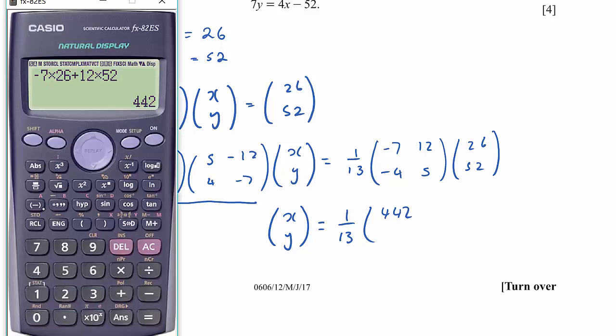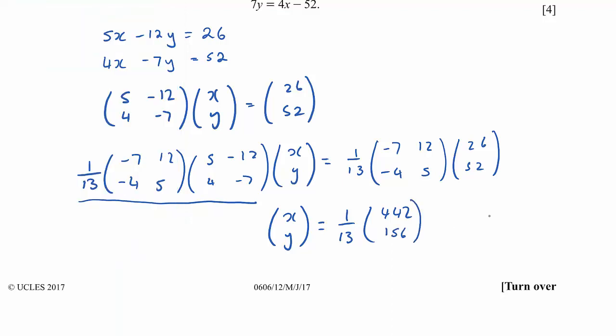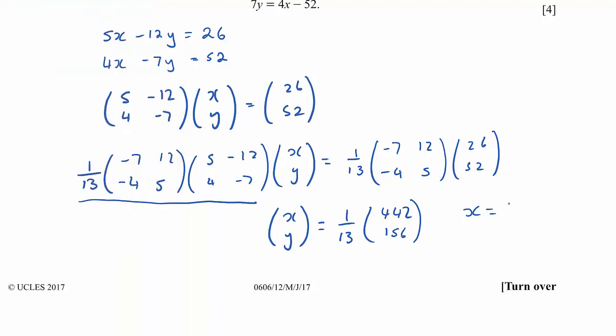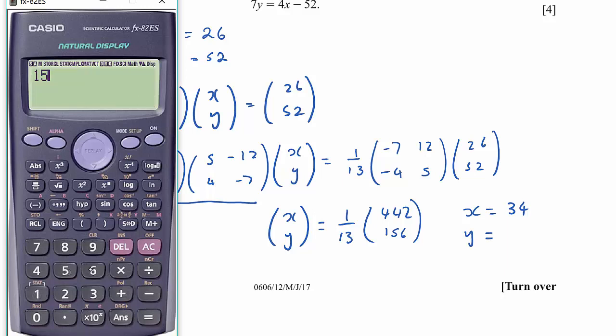And then we have negative 4 times 26, add 5 times 52, that gives me 156. So x is going to be 442 divided by 13, which is 34. And then y is 156 divided by 13. I'm pretty sure that's 12. Indeed it is.